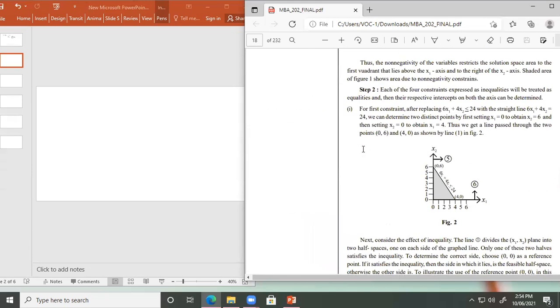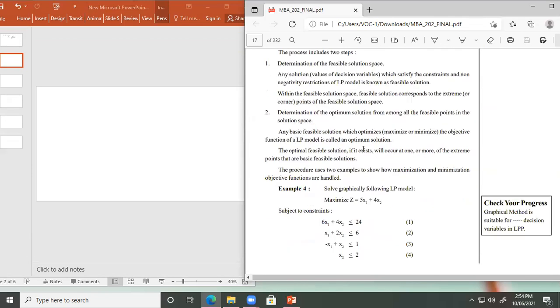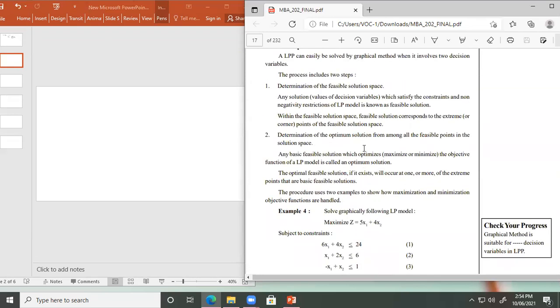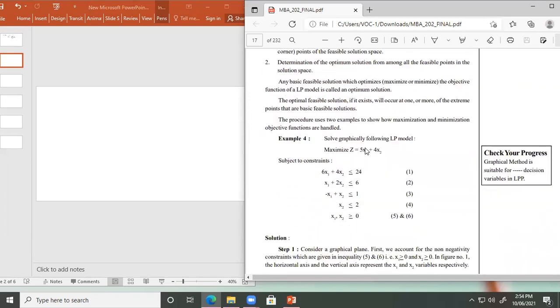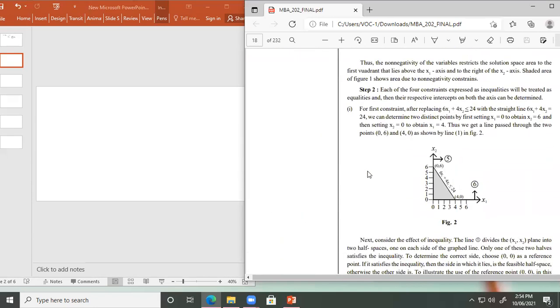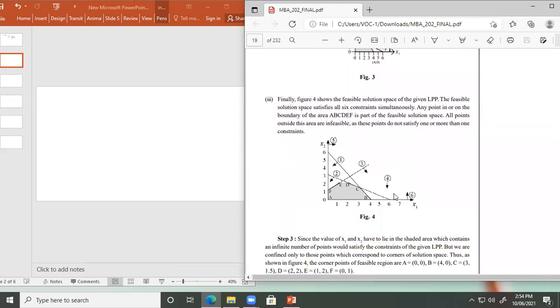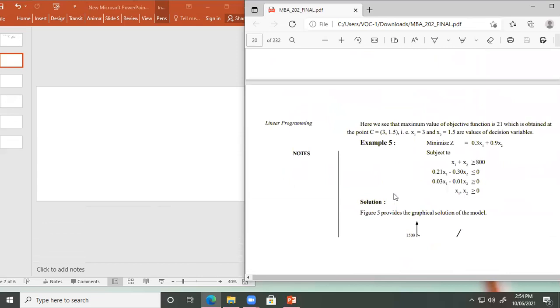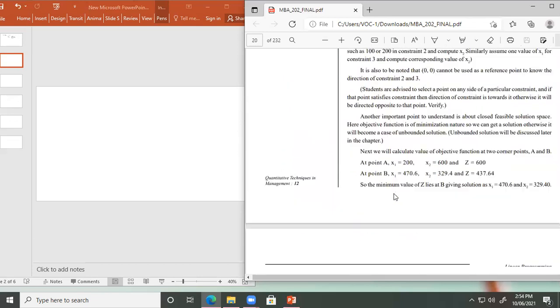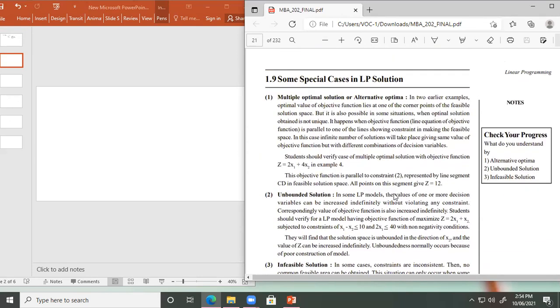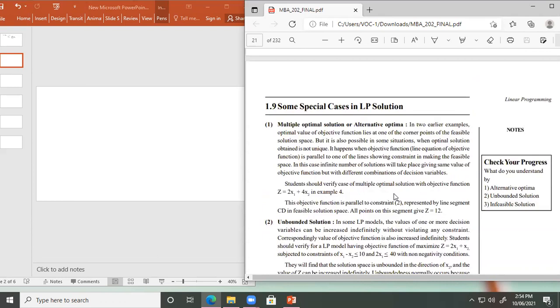Here the procedure is given, which is used to show how the maximization and minimization objective functions are handled. Next we will see this graphically. Then we will see some special cases in the linear programming solution.